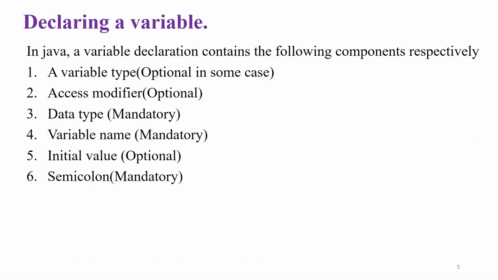Declaring a variable. In Java, before using a variable, we have to declare it first. Declaring a variable means, in short, creating a variable. A variable declaration can consist of the following 6 components.